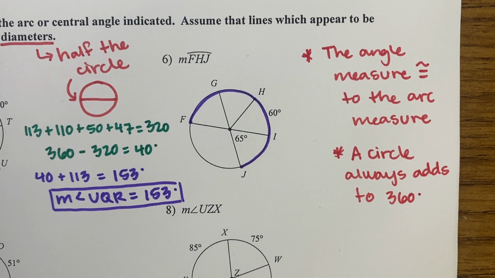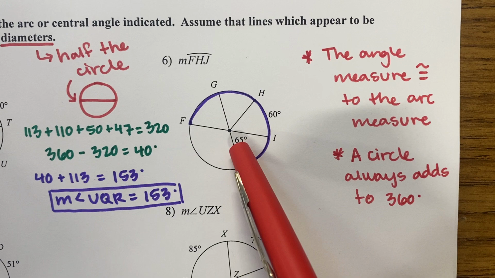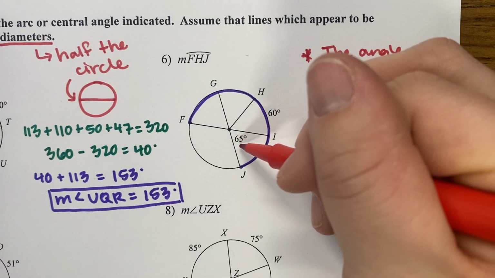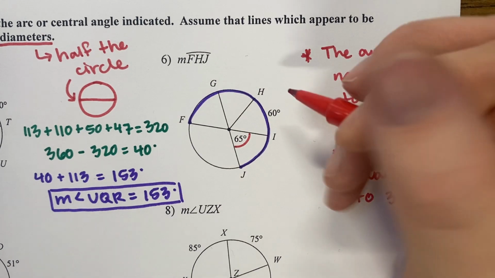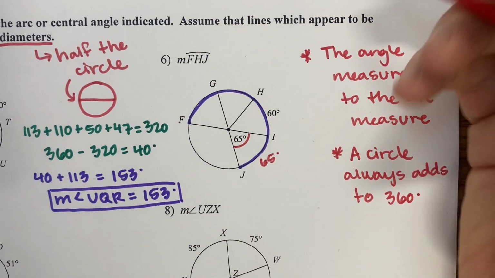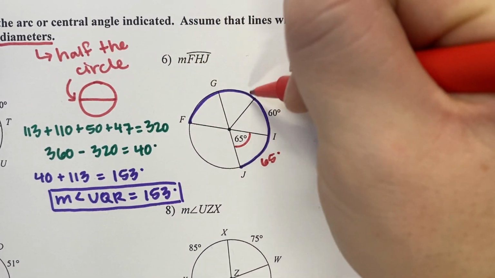Okay, so a few things that we're given here. First thing I'm going to do is, since I'm looking for an arc, I want to turn my angle measures into arc measures. Okay, well I have 65 for this arc, or angle, excuse me, so that means that's also 65, which means we're still looking for this whole piece right here.